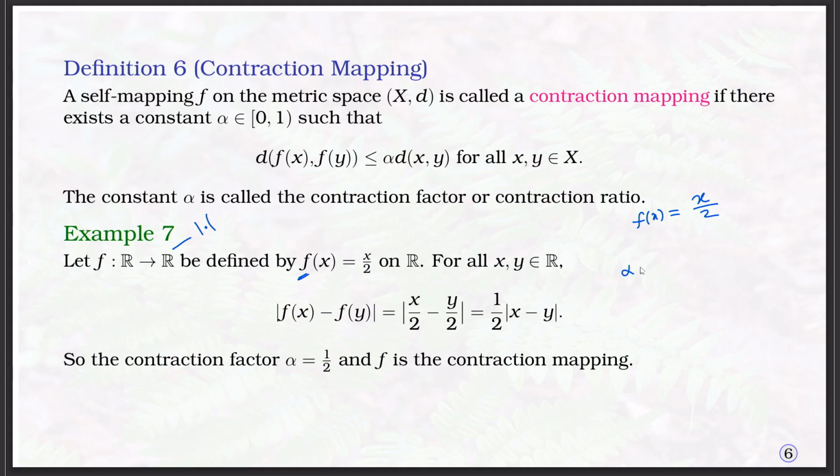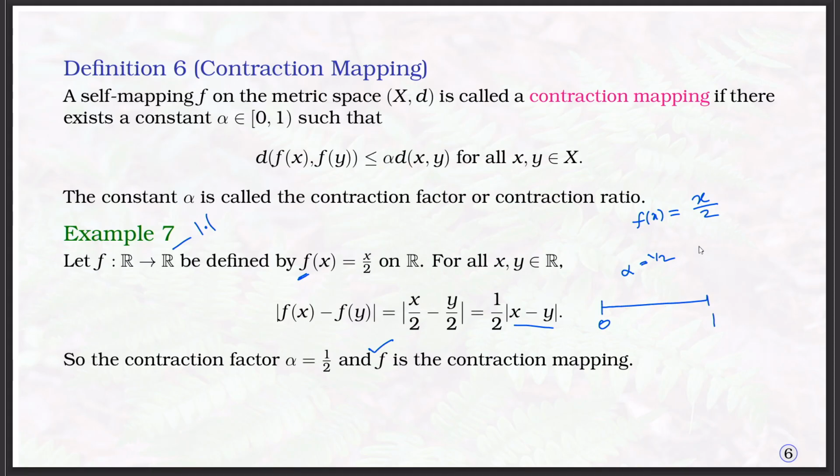If you take alpha as 1 by 2, then the distance between these is less than or equal to alpha times the distance between x and y. Therefore, we can say f is a contraction mapping on the space R. So, what is the image of this R with respect to this function f? Maybe instead of R we can take the set 0 comma 1.